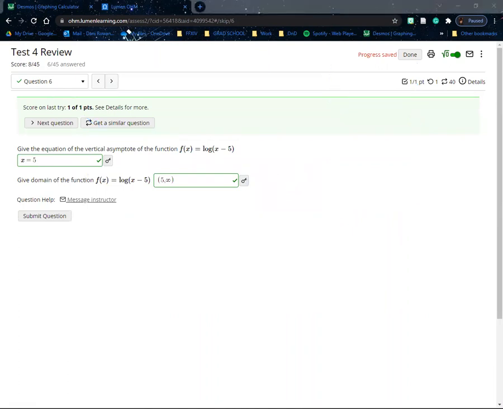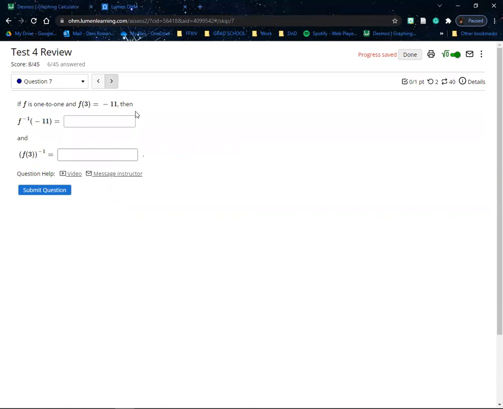Any questions about that one? I remember this is where transformations and stuff you guys did on the last test kind of comes into play here, right? Okay. But you always got Desmos, so use your backup. Okay, if f is 1 to 1 and f of 3 equals -11, then what does the inverse of -11 equal? 3. Yeah, right, because it's switched.